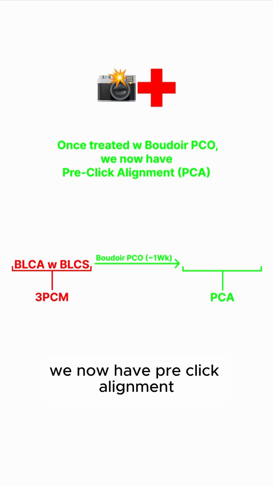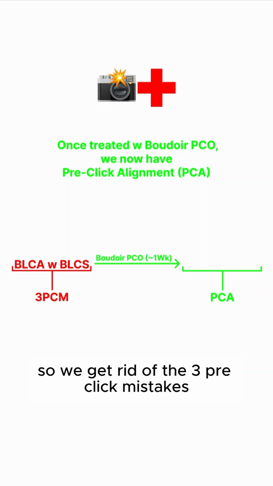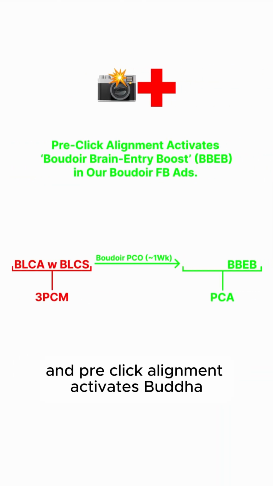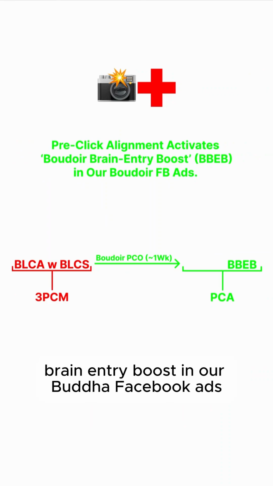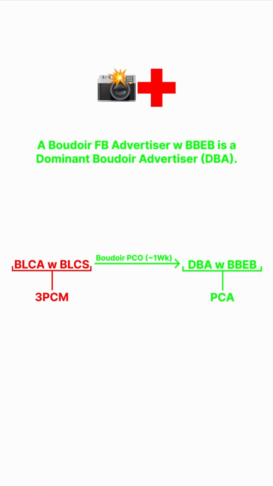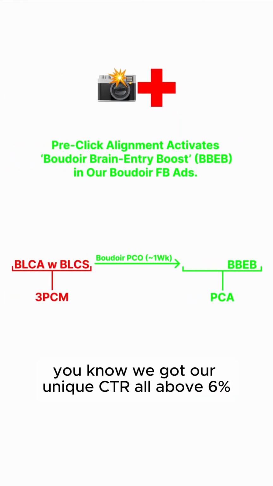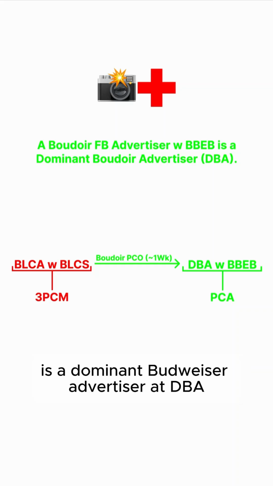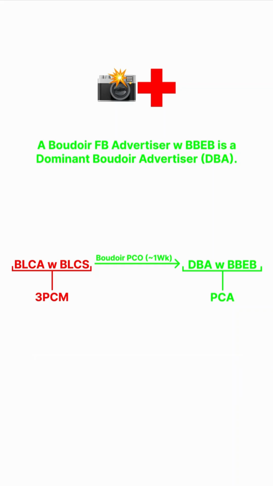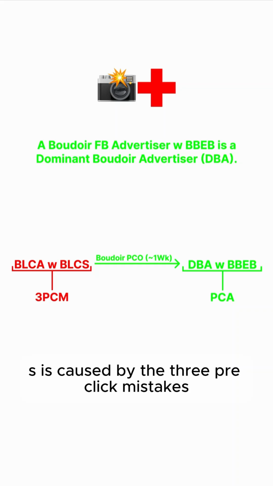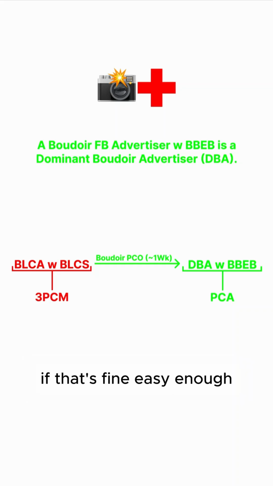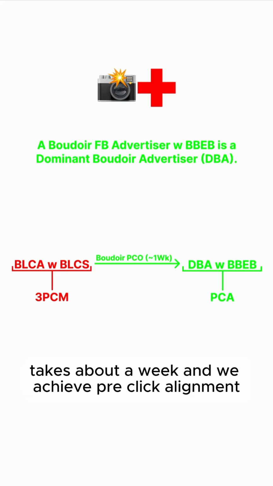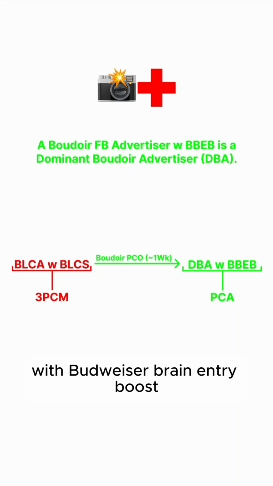Now, once treated with Boudoir Pico, we have pre-click alignment. So we get rid of the 3 pre-click mistakes, and we now have pre-click alignment. Pre-click alignment activates Boudoir brain entry boost in our Boudoir Facebook ads, which is basically when we get our unique CTR all above 6%. A Boudoir Facebook advertiser with Boudoir brain entry boost is a dominant Boudoir advertiser, a DBA. So we got our full universe here. A BLCA with BLCS is caused by the 3 pre-click mistakes. That's fine. It's treated with Boudoir Pico, which takes about a week, and we achieve pre-click alignment. We become a dominant Boudoir advertiser with Boudoir brain entry boost.